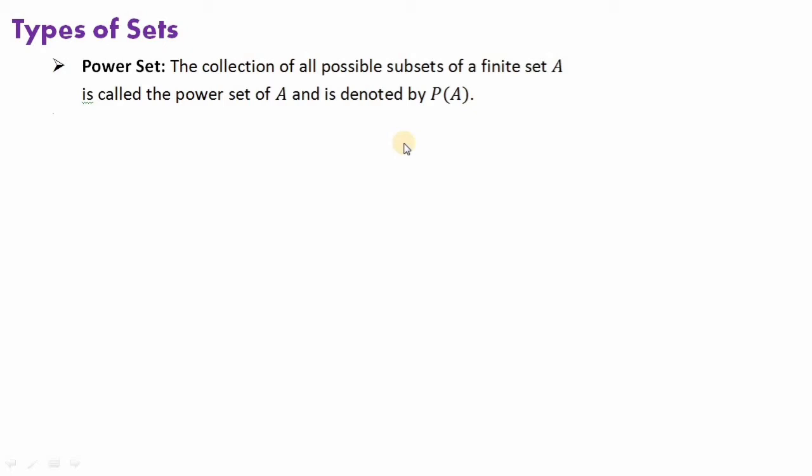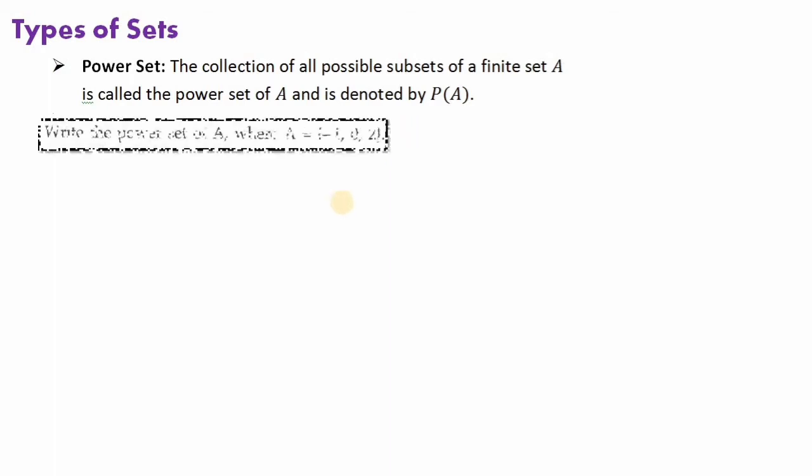Now power set means it is a set. Within this set, the elements will also be sets. And what are those elements? Those elements will be the subsets of a given set. Alright, what's the meaning of this? Let's try to understand using this example.